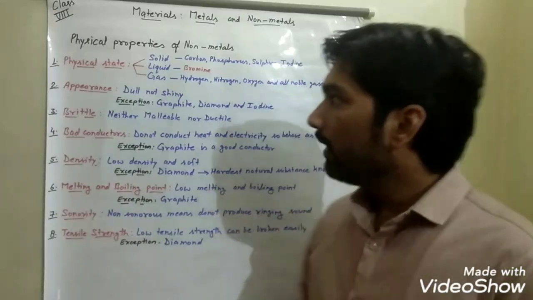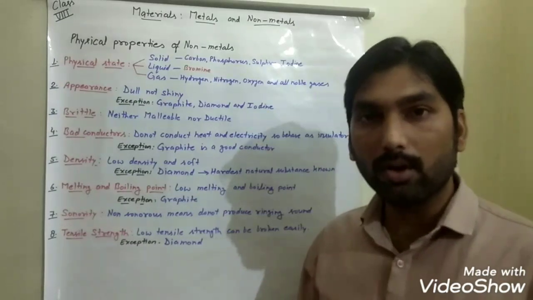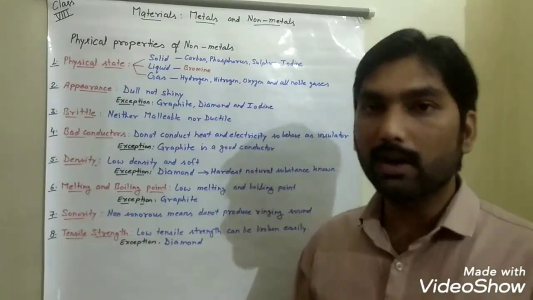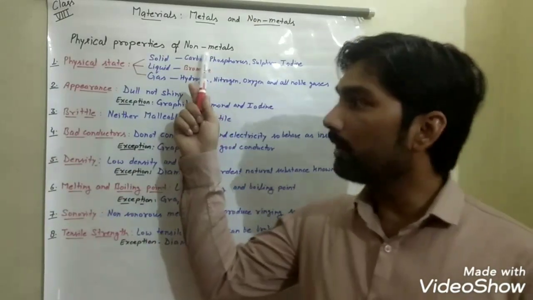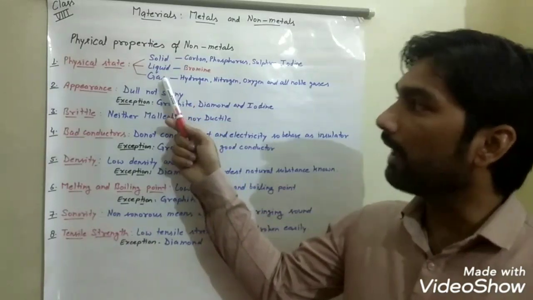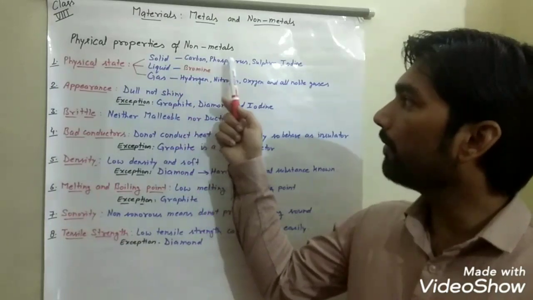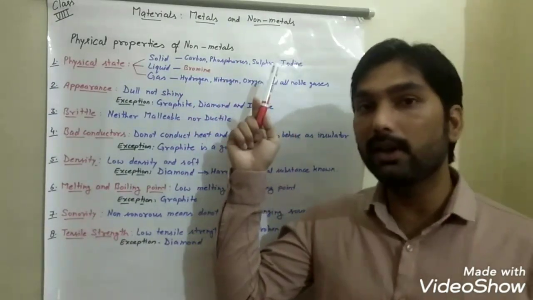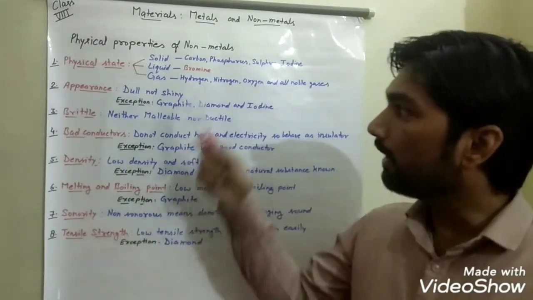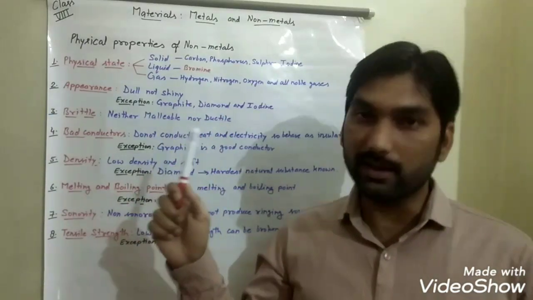from metals. As we have seen, almost all of the metals are solid at room temperature apart from mercury. But when we talk about non-metals, you can see clearly that non-metals are present in solid, liquid and gaseous, all three states of matter. In solid, you can see carbon, phosphorus, sulfur and iodine are the non-metals present in the solid state at room temperature, and only bromine is a non-metal which is present in liquid state.